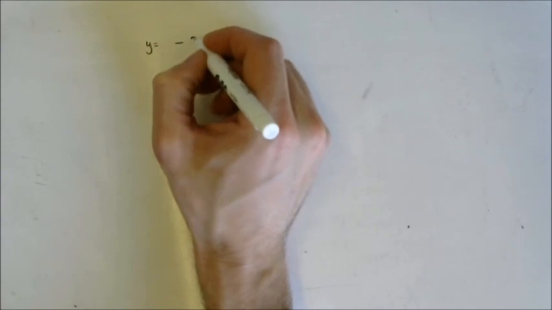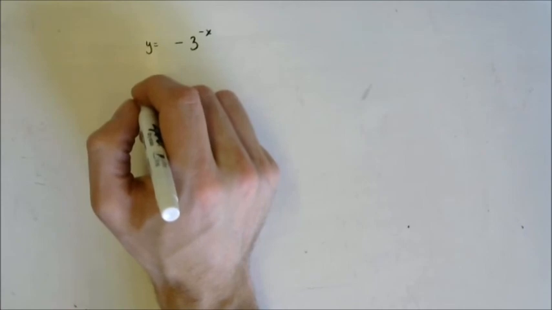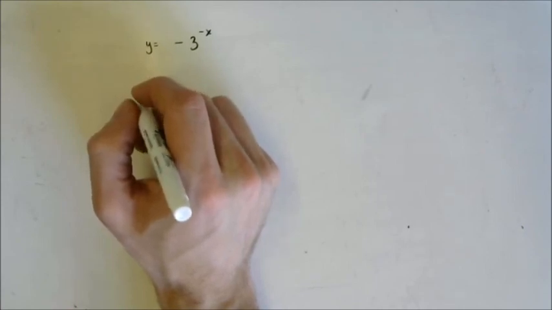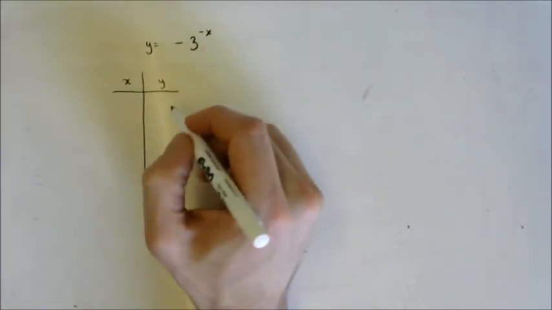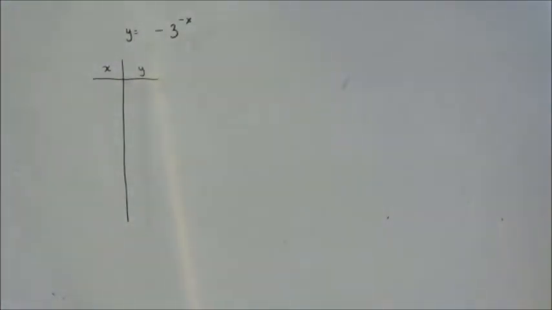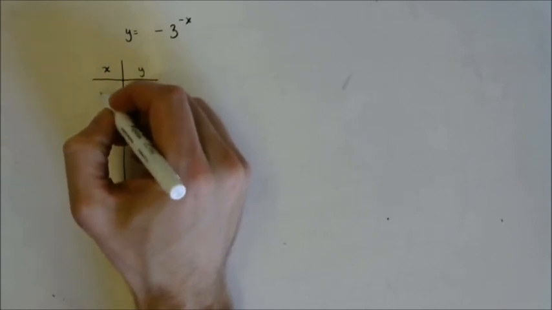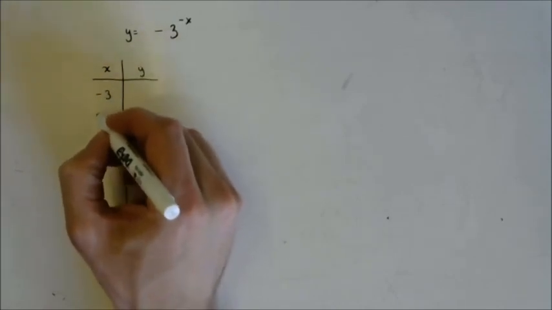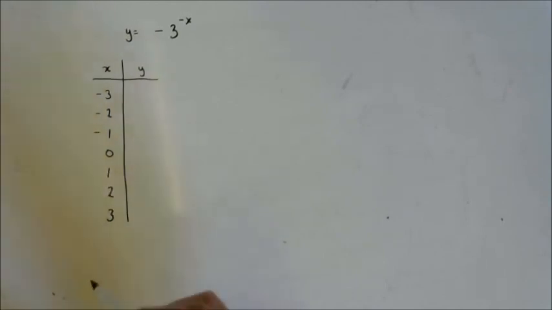We've got y equals negative 3 to the power of negative x. So this one's going to be a little bit trickier, but we're going to work it the same way. We've got x values in our table of values and corresponding y values. Let's fill in our table of values. We'll start with x equal to negative 3 this time, negative 2, negative 1, 0, 1, 2, 3. If you have room for all those, go for it. If you don't, you can trim off the bottom and it'll be okay.